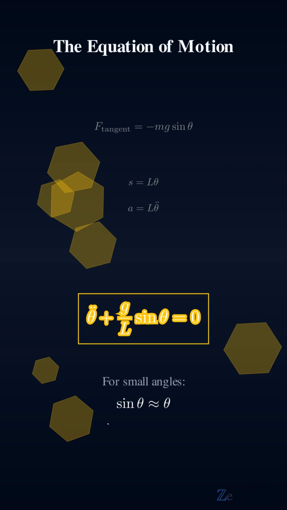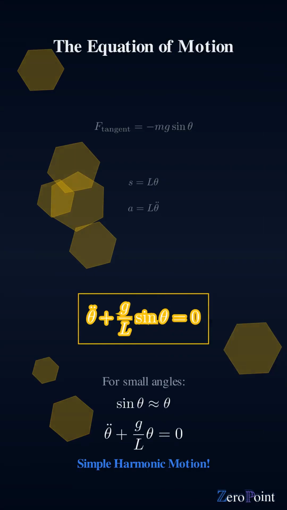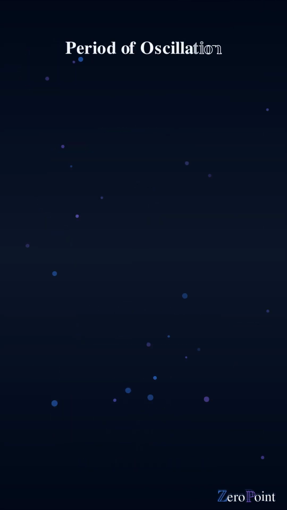For small angles, sine theta is approximately equal to theta. This gives us simple harmonic motion. The pendulum oscillates like a perfect sine wave. How long does one complete swing take? Let's discover the period formula.